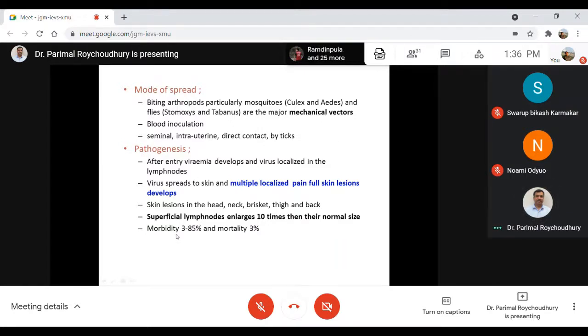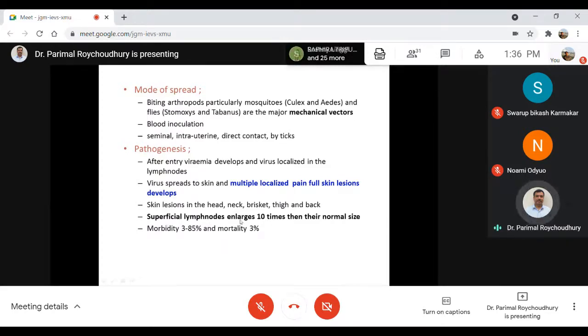Right. So if we go to the pathogenesis, you'll find the virus has tropism for the lymph nodes, and the swelling of the lymph nodes takes place because of the presence of the virus and its replication in the lymph nodes.